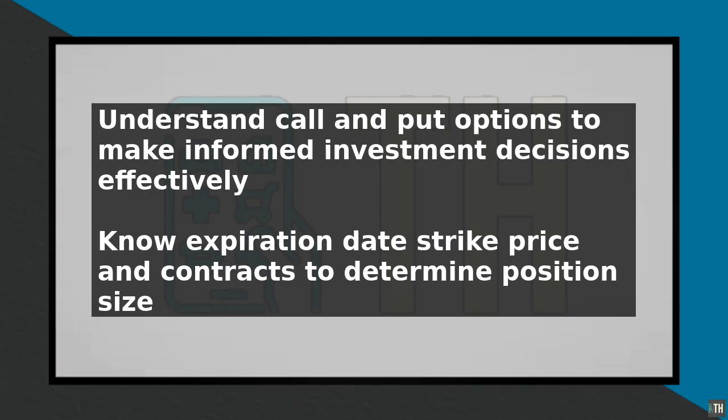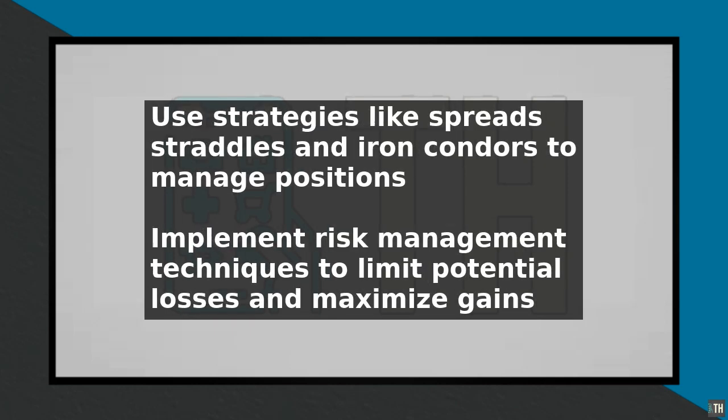It is also important to understand the concept of volatility and how it affects option prices. Implied volatility is a measure of the market's expected volatility and can have a significant impact on option prices. When volatility is high, option prices tend to be higher. And when volatility is low, option prices tend to be lower.